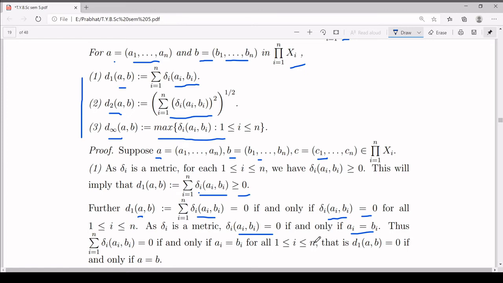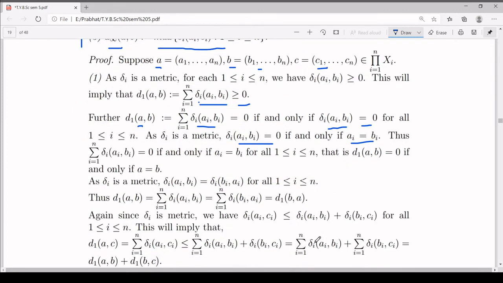Now second, for symmetricity, again consider D1 of AB. D1 of AB is summation of delta I AI BI, but delta I's are metric, so you can say delta I AI BI is the same as delta I of BI AI, and that will give you D1 of BA, and that will prove the symmetricity of the metric D1.